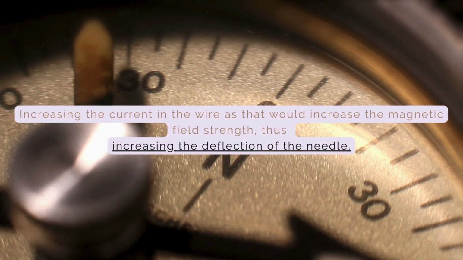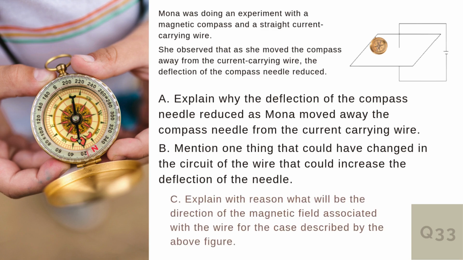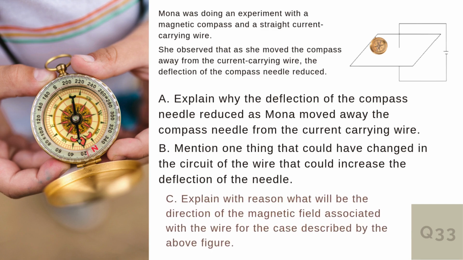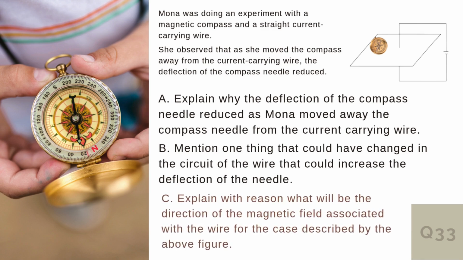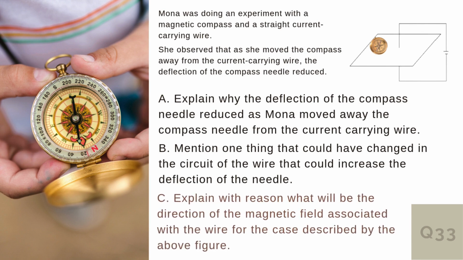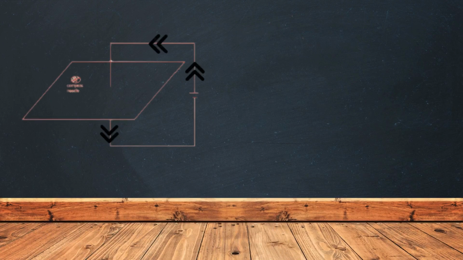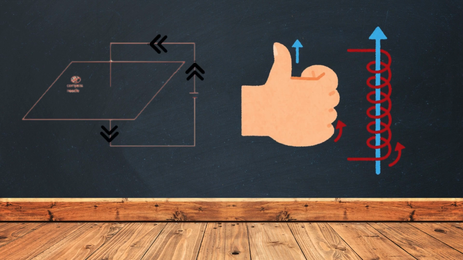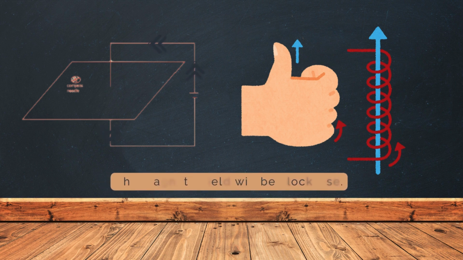Next is, explain with reason what will be the direction of the magnetic field associated with the wire for the case described in the given figure. The battery suggests that the current is going from top of the plane to the bottom of the plane. Now, using the right hand thumb rule, we can say that the magnetic field will be clockwise.